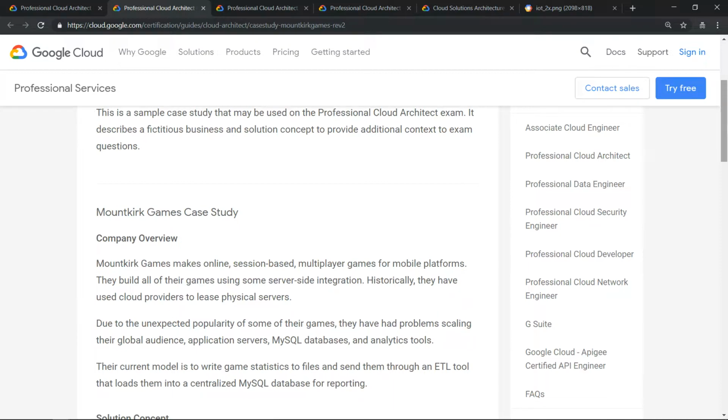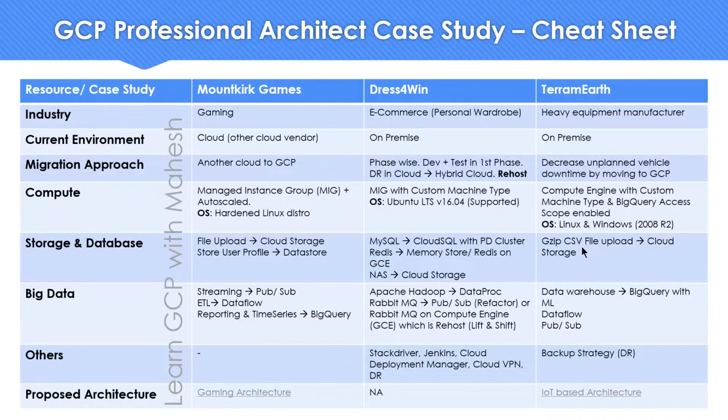What I have done is to make easy for you to prepare for the certification, I have created a cheat sheet. This is a cheat sheet which I have created, which will help you to prepare for the exam very easily. So I have categorized it by industry, the current environment, what is the migration approach, what kind of compute you should use, storage and database related stuff, big data, and the proposed architecture.